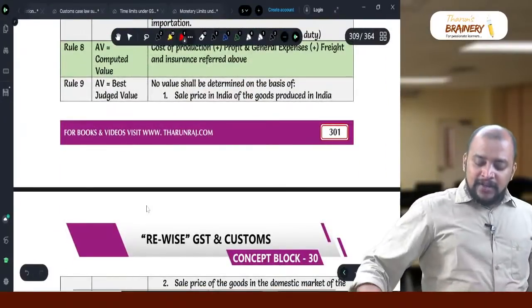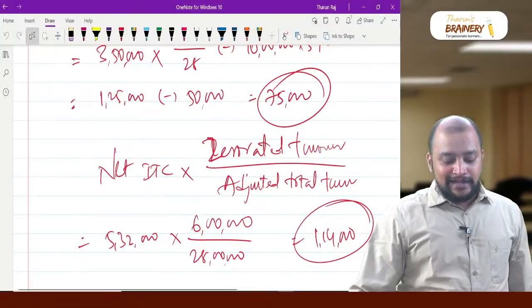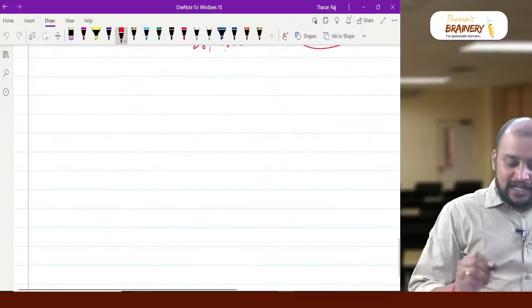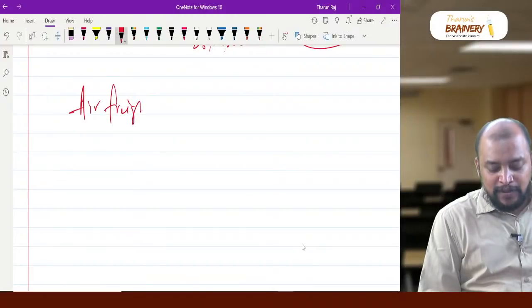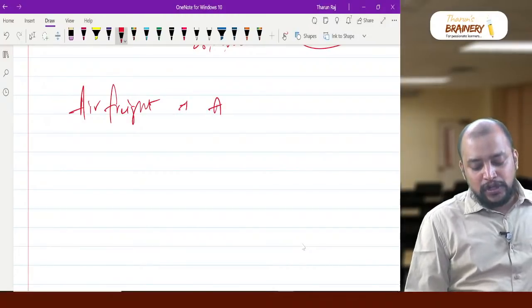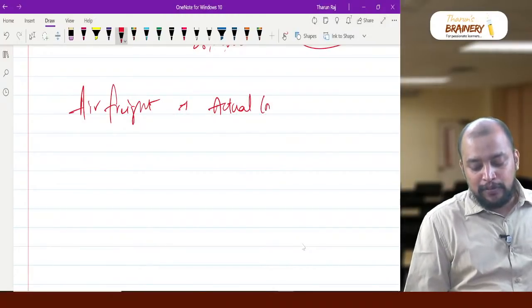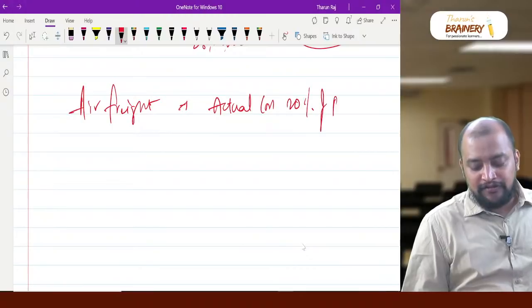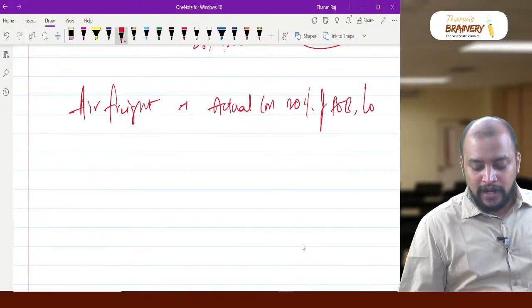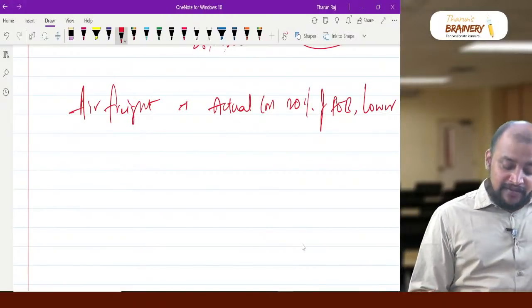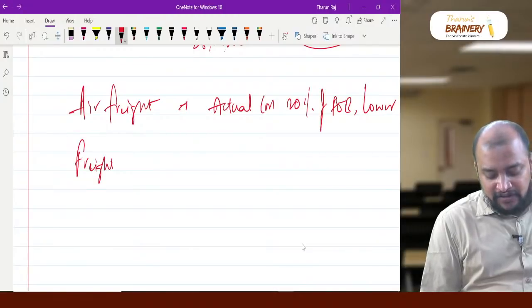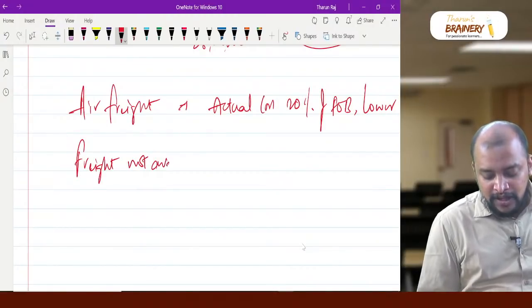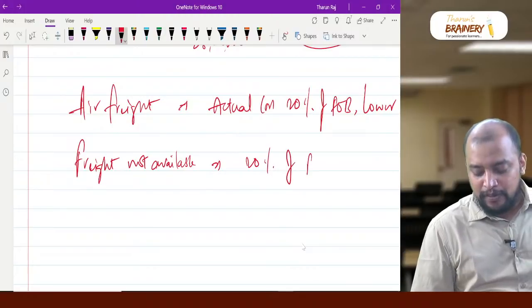Then next thing, usually we will be taking 20% of FOB, okay. So generally, air freight will be restricted to actual or 20% of FOB, whichever is lower, okay. And even when the freight is not known, so freight not available, we will be taking 20% of FOB.